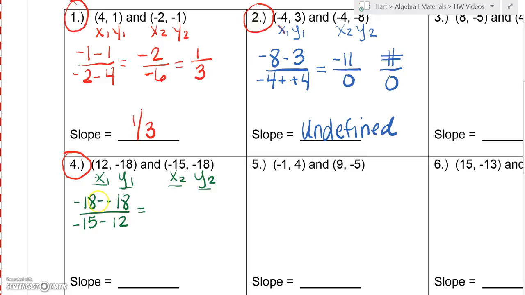Okay, once again, since we have two negatives right next to each other, they become a positive. And then -18 plus 18, they cancel out and you get 0. And then -15 minus 12 would be -27. Now if you have a 0 over any number, your answer is 0, because 0 divided by anything is still 0.